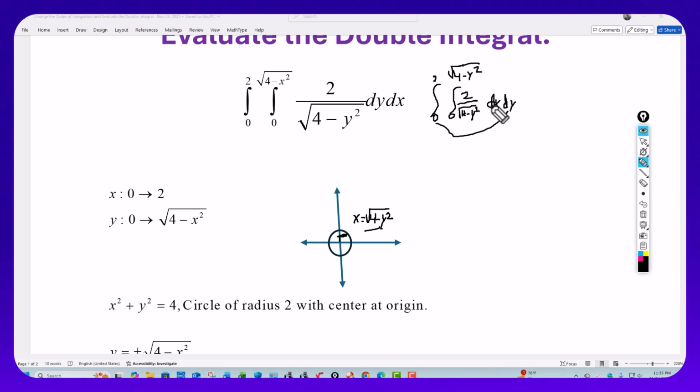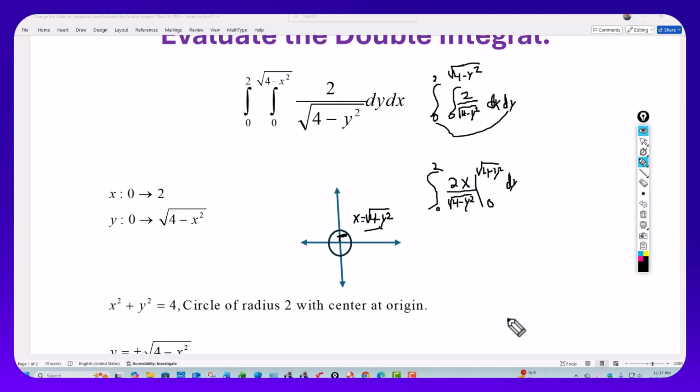So if I integrate with respect to x, I still got the outer integral with limits 0 to 2. And this gives me then 2x here, over the square root, the regular function we started off with, 4 minus y squared. And then I integrated with respect to x, which just gives me an x there. So I get this, and then this is evaluated from 0 to the square root of 4 minus y squared. And then I have the dy.